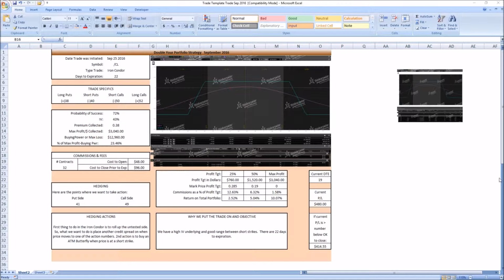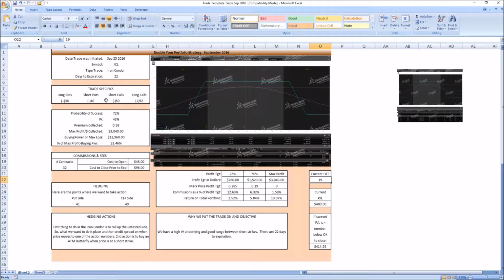What I'd like to do every day is just a real quick recap of all the trades that we've had on, just so you know where we stand. Alright, the first one we're going to start off with is the Iron Condor that we placed on crude. We opened this trade on September 25th, Sunday night. It was 22 days to expiration when we entered. Our current days to expiration are 19.